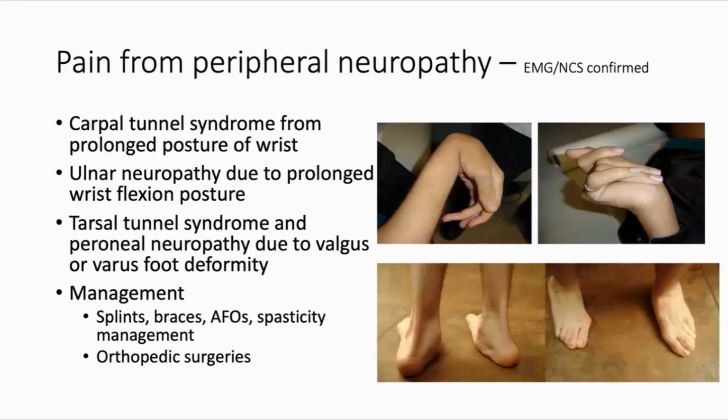And as I discussed earlier, our patients develop peripheral neuropathy from prolonged postures. They lose their function from that, and there is pain. A lot of patients have carpal tunnel syndrome from the prolonged posture in flexion and extension, and they also develop ulnar neuropathy because of prolonged posture. And this is all confirmed with EMG nerve conduction studies.